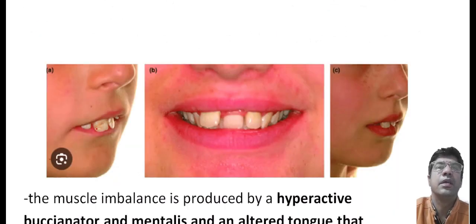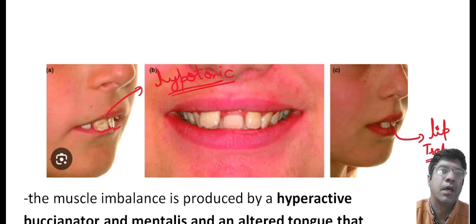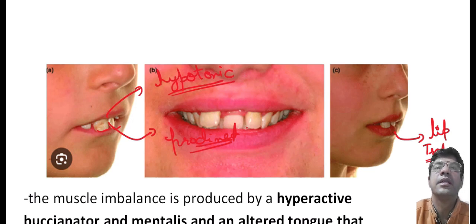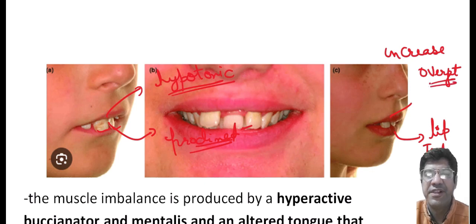So this one is the lip trap. The upper lip is hypotonic, the upper incisors are proclined, there is increase in the overjet, that is the horizontal distance, a deep incisor overbite, and abnormal muscle activity. So all these are features of class 2 division 1 malocclusion.